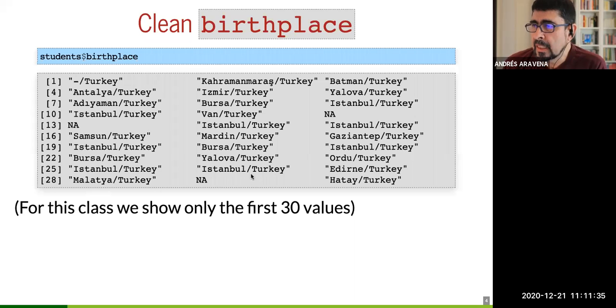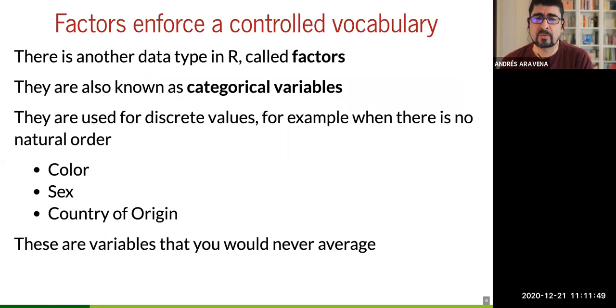So how can we make sure and enforce that everybody using this data will write things in the same way? Well, the keyword for this is factor. Factors are the tool that we use in R for managing a controlled vocabulary. It's essentially limiting the number of options that you can use. In other contexts it's also called categorical variables.